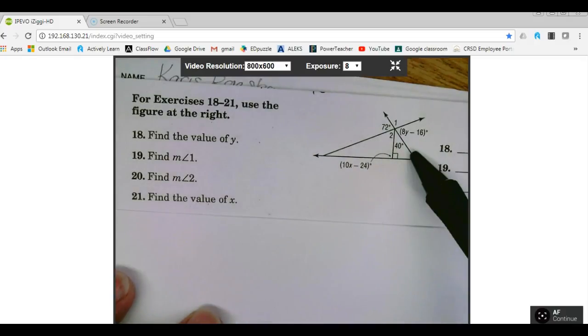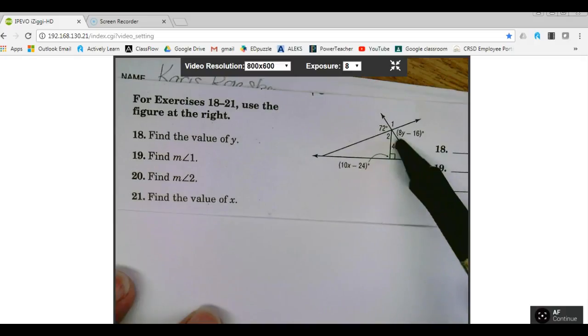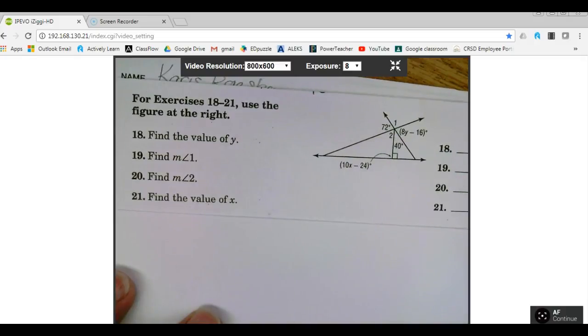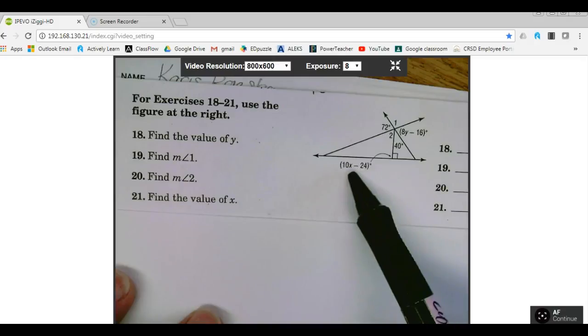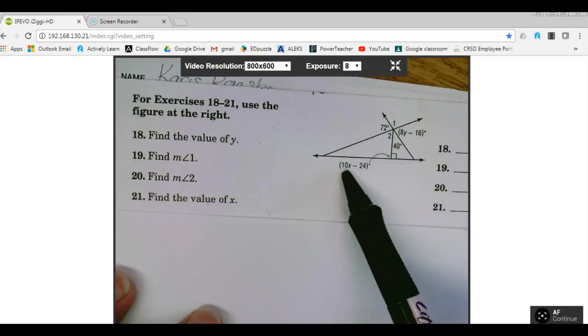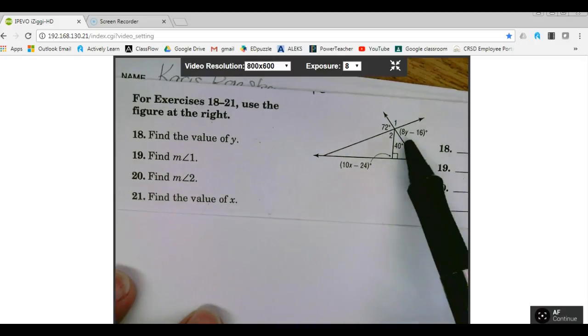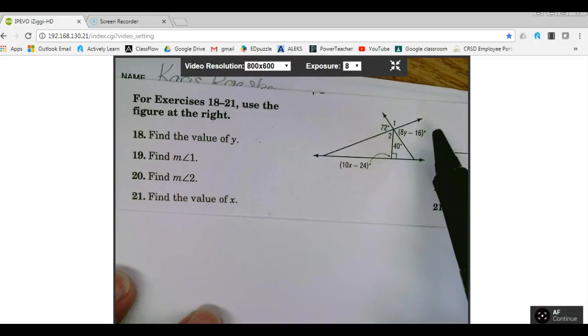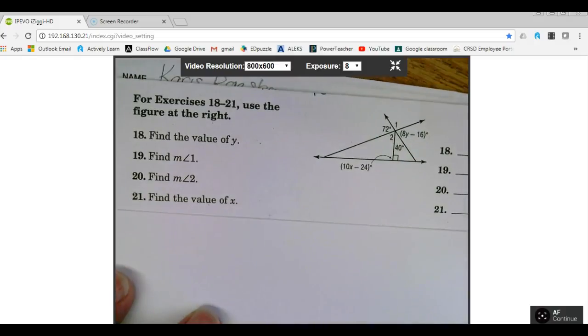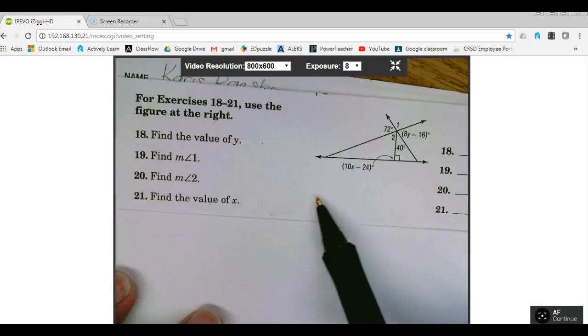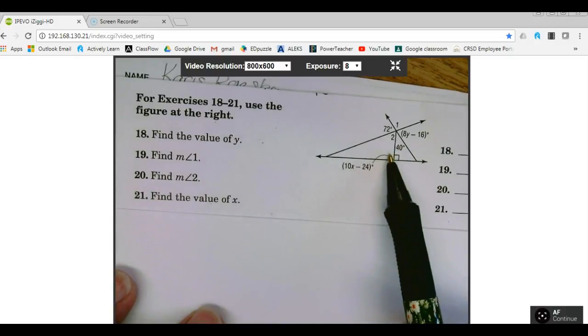And this one tells us, looks like this one up here is 40 degrees. The measure of angle, this one right here, is 10x minus 24. And then this angle is 8y minus 62. Okay, so you probably want to tackle the easiest one.